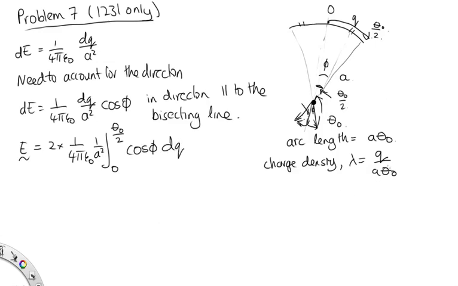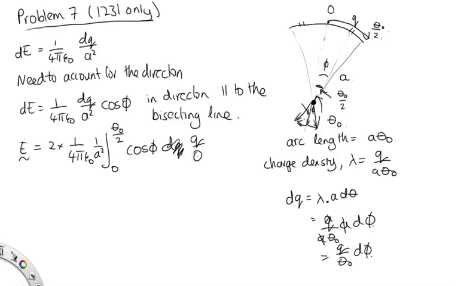But let's look at what dq is in terms of phi. The charge is equal to the charge density times the length, which in this case is the arc length, a theta. In this case it's a little increment of theta, so d theta. And now we're replacing our little increments d theta with d phi. So this is equal to lambda a. So lambda is q over a theta naught, a d phi. Our a's will cancel out and we end up with q over theta naught d phi. So we can replace this dq here with q over theta naught d phi.